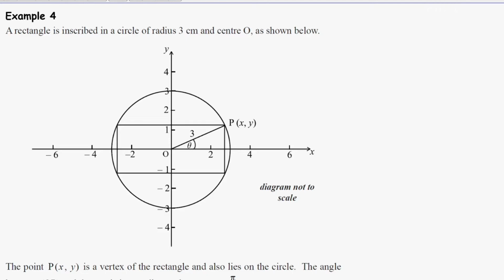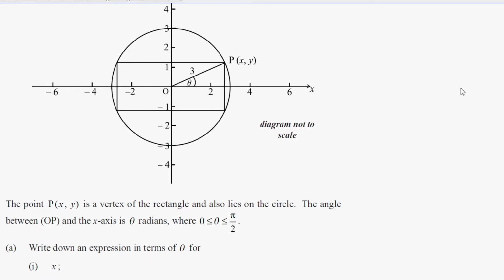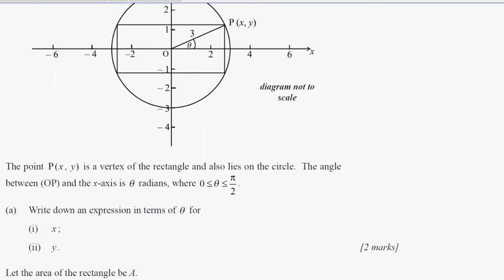In this question, a rectangle is inscribed in a circle of radius 3 centimeters and center O as shown in the diagram. Now, the point P is a vertex of the rectangle and lies on the circle. The angle between OP and the x-axis is theta radians, where theta is between 0 and pi over 2. Now, that's very important. This condition is very important because we may have to use it during the solution. Okay, so let's carry on.